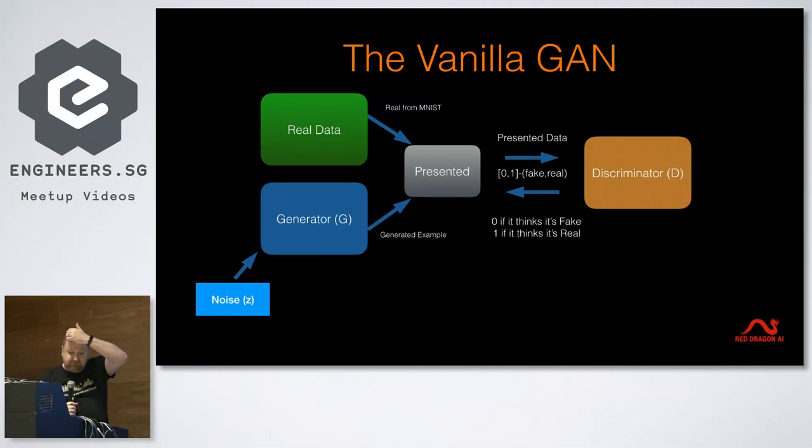The first one, what nowadays is called the vanilla GAN, uses a very simple concept. We put some latent noise, which we call Z, into a generator, which we call G. We also take some real data and stick that in. Then we randomly present these to a discriminator who has to decide, are they real or fake? We use that to score our loss and update our weights to get the model better at taking that noise and reproducing images.